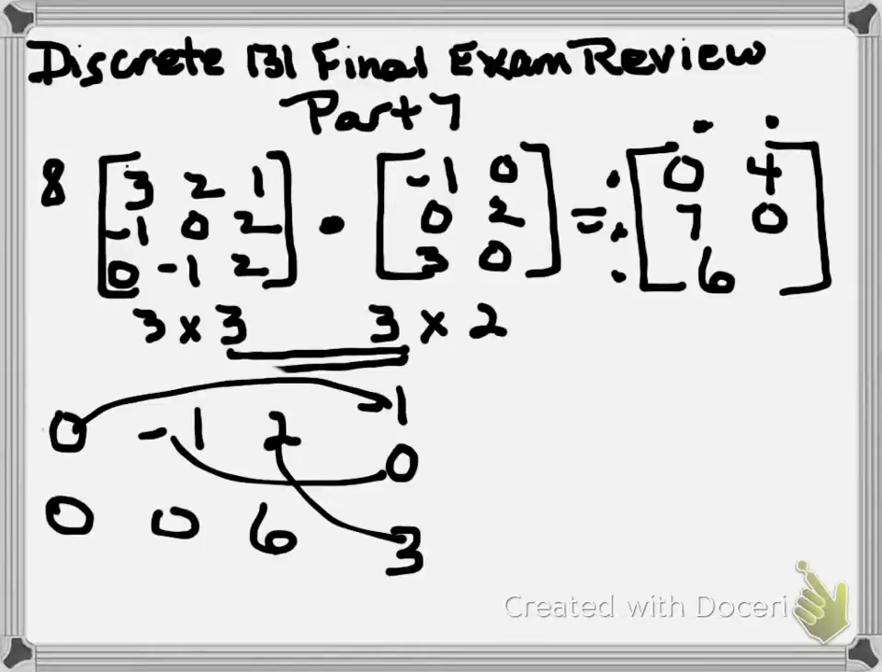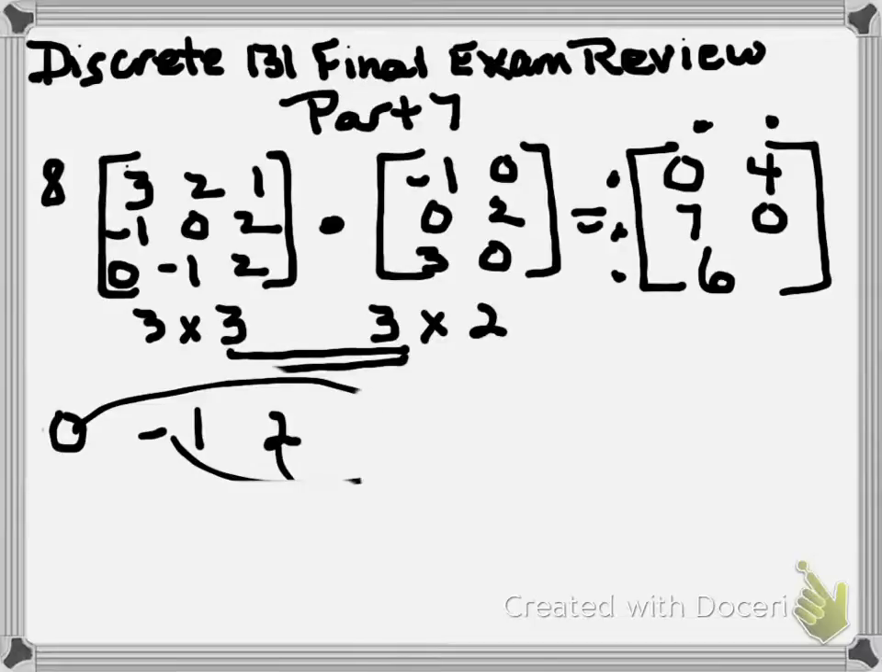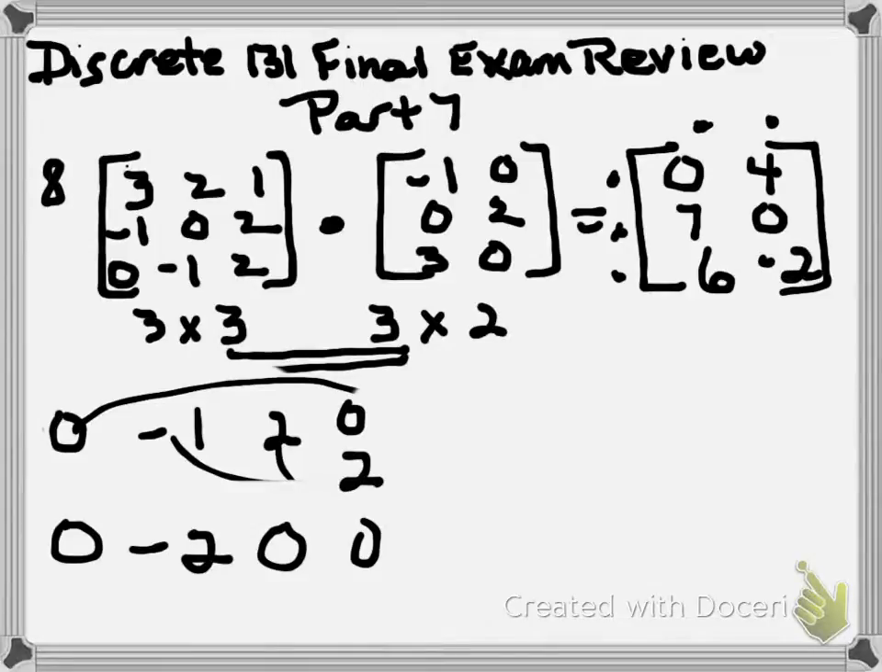And then I want to finally move to the last column in the second matrix. 0 times 0 is 0. Negative 1 times 2 is negative 2. 2 times 0 is 0. Adding to get negative 2. And that's matrix multiplication.